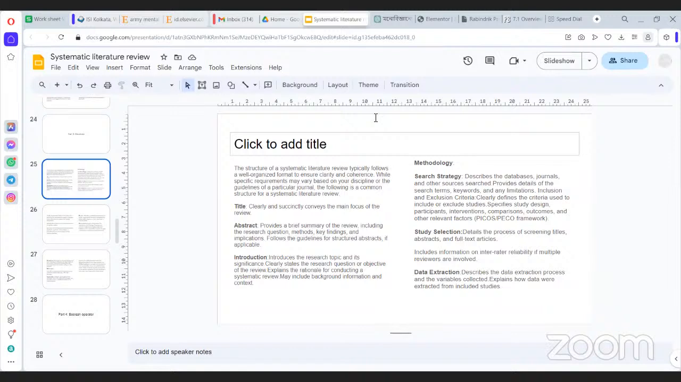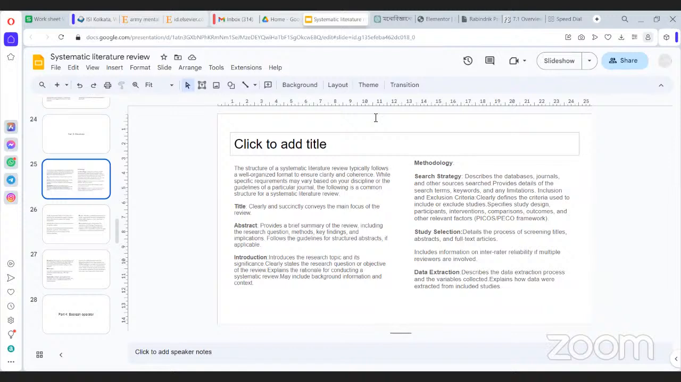Okay, now the next one is the abstract. Shumana, please read. Next one is abstract. It provides a brief summary of the review, including the research question, methods, key findings, and implications. Follows the guidelines for structured abstracts if applicable.